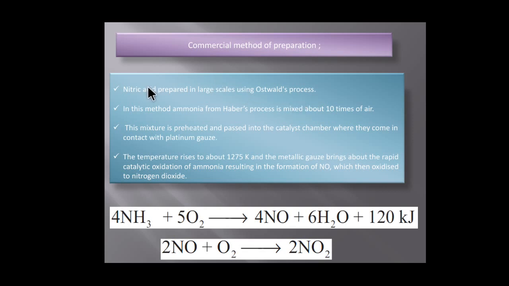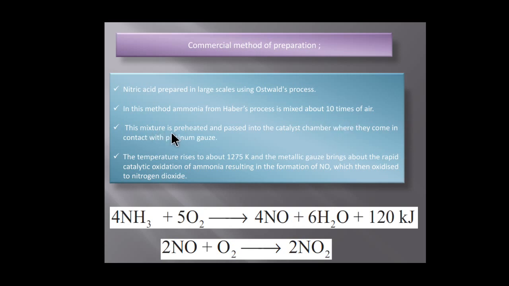Nitric acid is prepared on a large scale using the Ostwald process. In this method, ammonia from the Haber process is mixed with about 10 times its volume of air. Already we discussed in the previous part the preparation of ammonia by the Haber process. So if you are going to prepare nitric acid on a large scale, we use the Ostwald process. In this process we need ammonia, already prepared by the Haber process. It is mixed with 10 times of air.